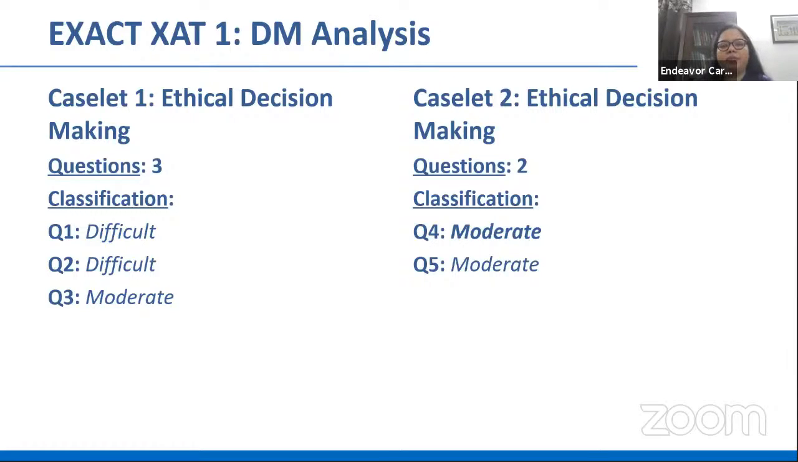Very often those situations happen to be common happenings. Now, this one had two difficult questions and one moderate question. Caselet 2, again, ethical decision making. Two questions only, both can be marked moderate. So something you could actually relate to.